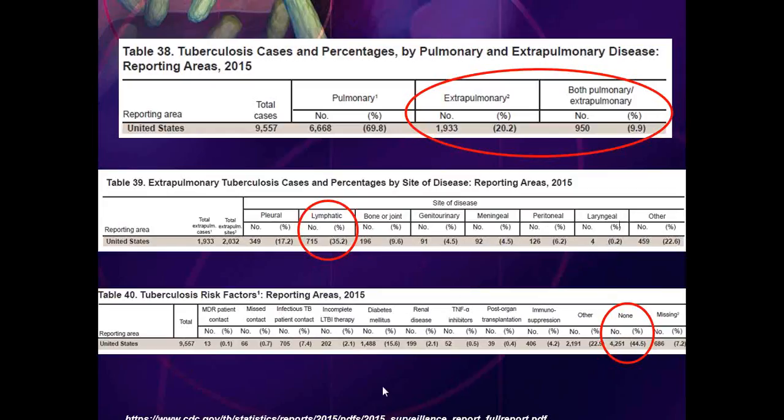Last year. In terms of risk factors for TB, again, we think about immunocompromised states, and you can look at this row here. You can see diabetes, renal disease, TNF-alpha blockers, post-organ transplantation, immunosuppression. But what's circled there is really 44%. Almost half of the cases have no quote-unquote risk factors for developing TB, and I'd just like to point that out.